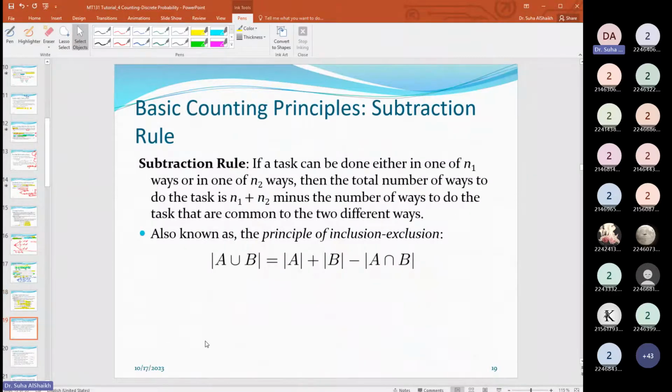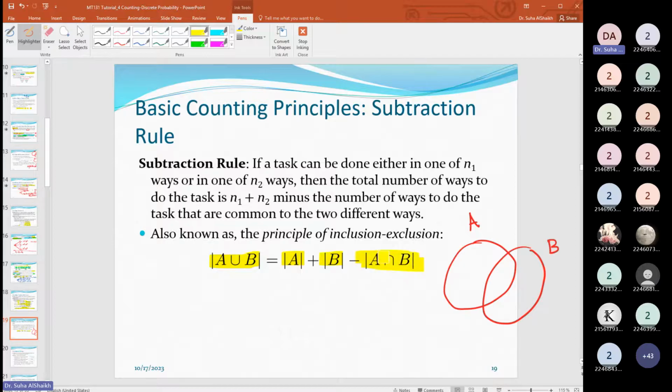Now we talked about the multiplication rule. We talked about the addition rule. Okay, we have the subtraction rule. As I told you, the subtraction rule again can be explained by sets. If I have set A and set B, you remember we said the cardinality of A union B is cardinality A plus cardinality B minus the cardinality when A and B happen at the same time. Yeah?